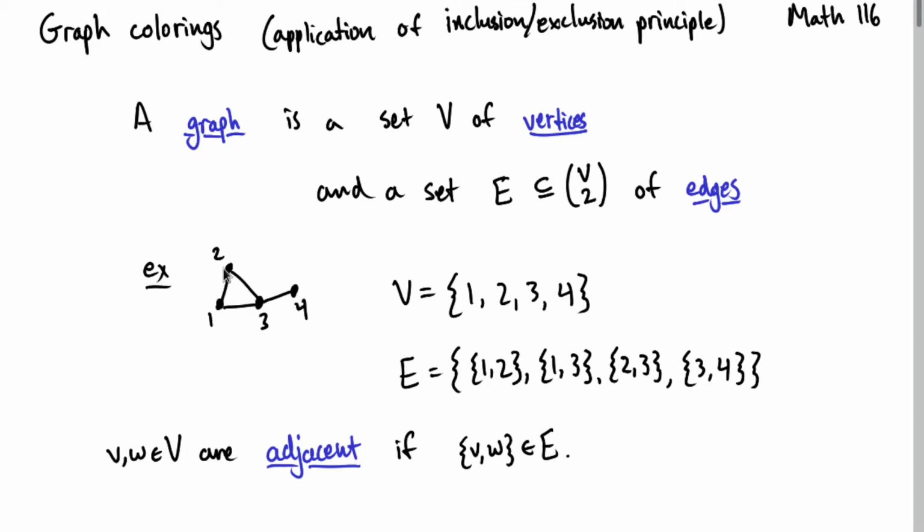So here's an example. Here are 4 vertices, 1, 2, 3, and 4. And then the edge set is a bunch of subsets of size 2, and I'm drawing them using lines. So 1, 2, 1, 3, 2, 3, and 3, 4 are all in the set. And if two vertices create a size 2 set that is in E, they are called adjacent. So in the picture, there's a line exactly when vertices are adjacent.